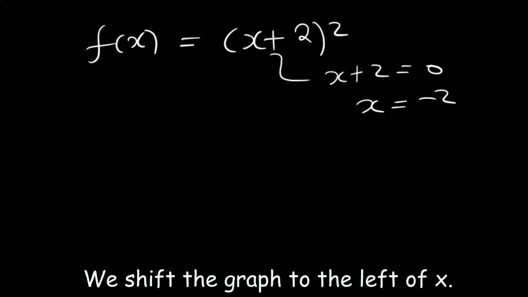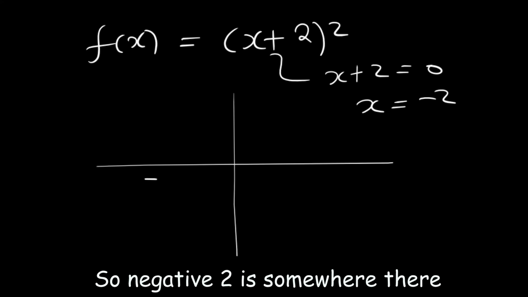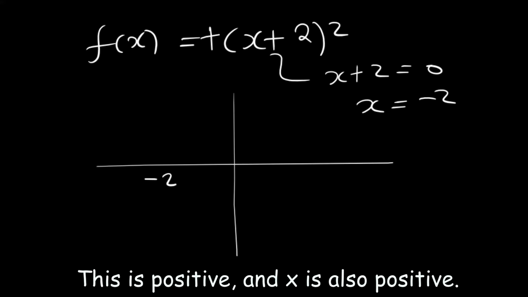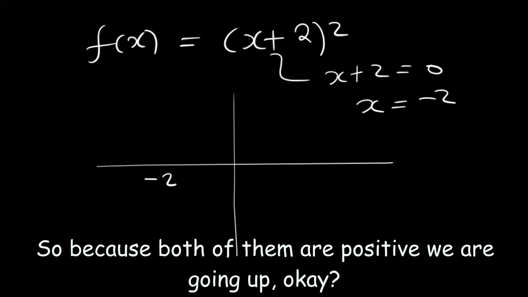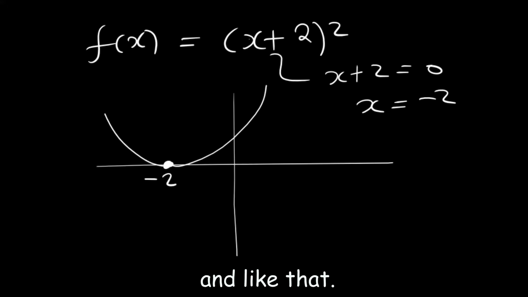We shifted our graph 2 units to the left of x. Okay, so we are initially supposed to start here, but x has been shifted by 2. So negative 2 is somewhere there. Then look at the value of the whole function. This is positive and x is also positive. So because both of them are positive, we're going up. Okay, so you're going to start from here, you're going up like that and like that.